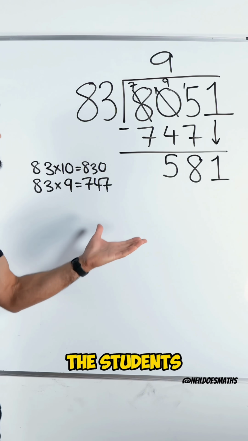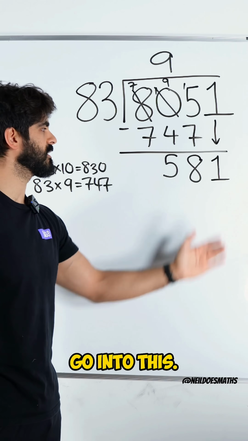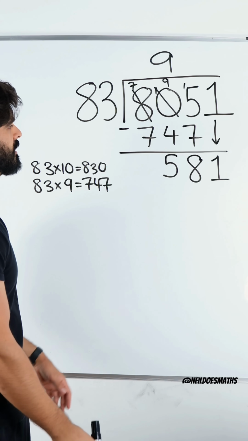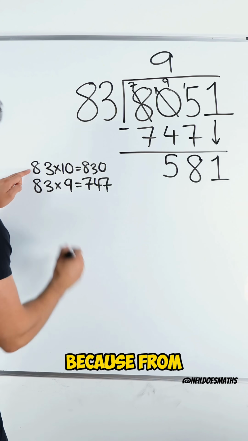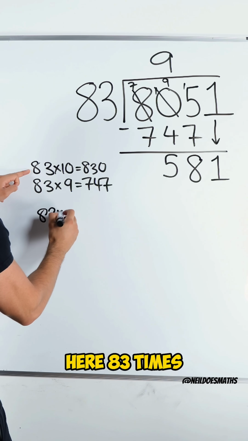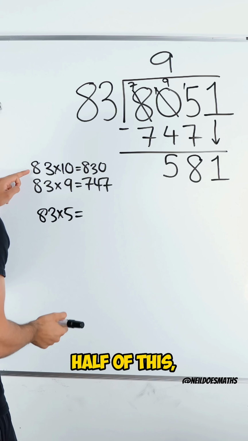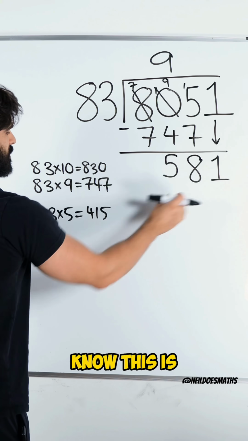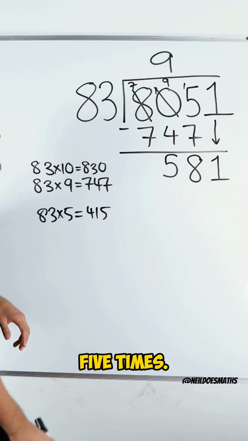And it's up to the students to figure out how many 83s go into this. Okay? Well, there's a couple of tricks we can utilize here. Well, I know it's going to be above 5, because 83 times 5 would be half of this, because 5 is half of 10, which is 415. So I already know this is bigger than 5 times.